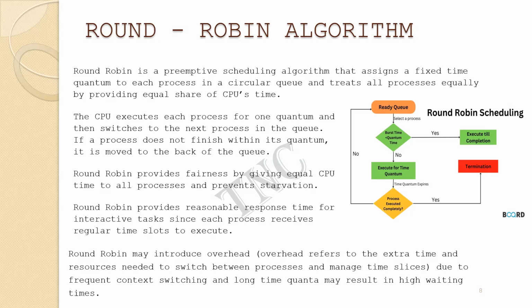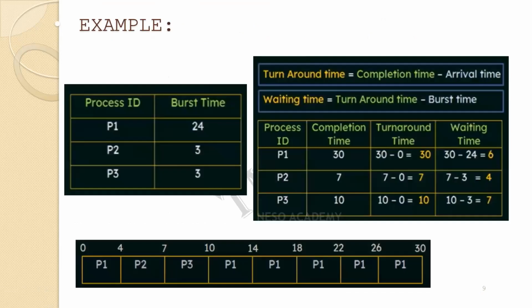Round-robin provides fairness by giving equal CPU time to all the processes and prevents starvation. In priority scheduling, it can lead to starvation. Here we don't have starvation because each process is given an equal quantum time. The quantum time is also known as the time slice. It also provides reasonable response time for interactive tasks, as each process receives regular time slots to execute. Let's consider an example for the round-robin scheduling algorithm.